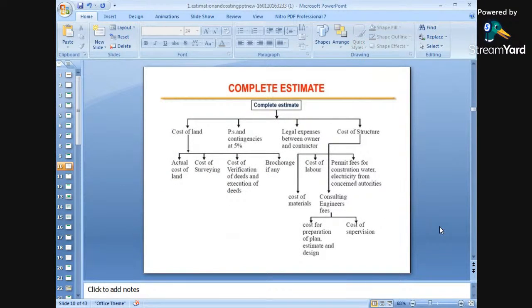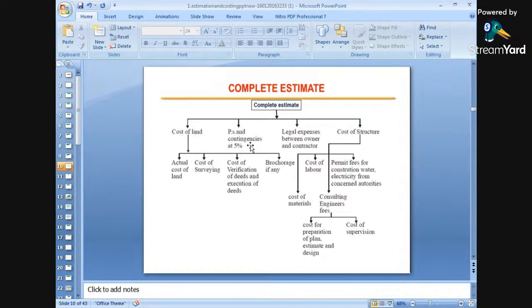Next is the complete estimate. What are the different things covered in the complete estimate? Number one is cost of land. Number two is contingencies. Number three is legal expenses between owners and contractors. Number four is cost of structures. So these are the four. These are the main pillars of the estimation.